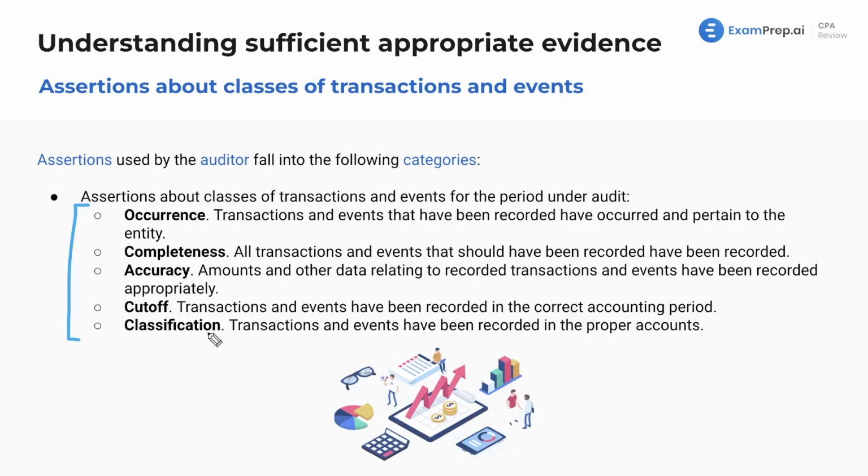Your job as an auditor is to make sure that all of these are true. And how do you do that? You do that through testing, through substantive procedures, and going through our business cycles, which we'll see in that lesson as well.